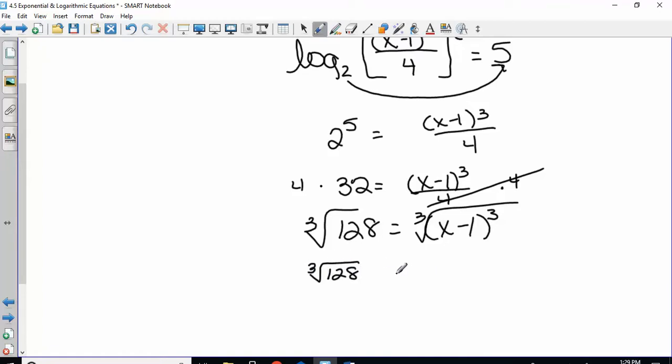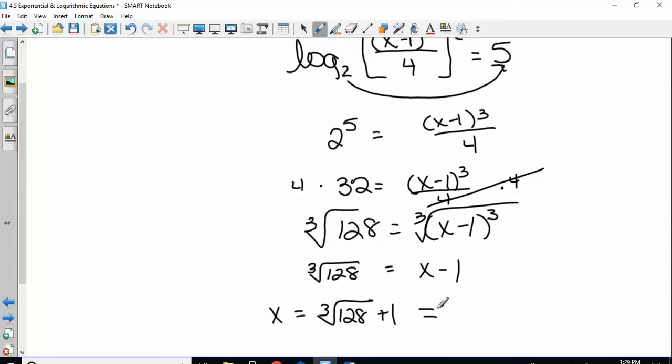Now, I'm just going to leave it. I'm going to change this into a decimal at the very end anyway. So you could reduce the radical, and that would also be okay. What's our final step going to be? Add the 1 over. So we have the cube root of 128 plus 1.